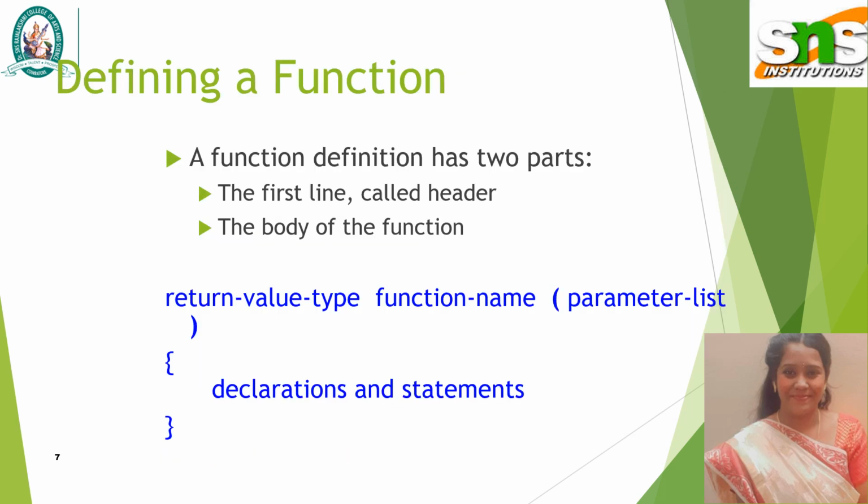A function definition has two parts. One is the first line, which is the header, and the second is the body of the function. The header determines the function declaration, that is the return type of a particular function. The body of the function is the task that is to be done in the function. Once a function is defined, it must be declared. If the function is not declared, we cannot define it.